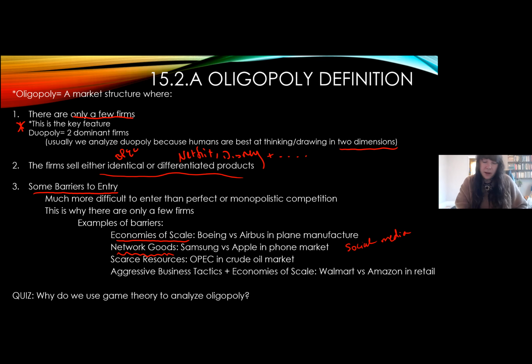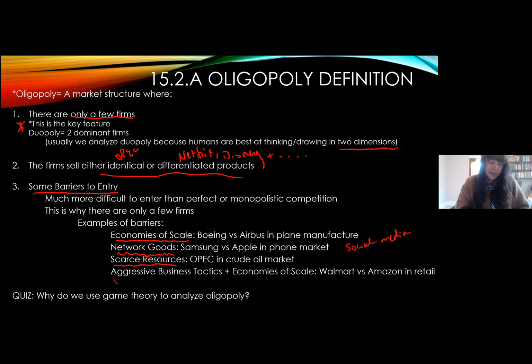Could be something not related to economies of scale and supply and demand side, but something more like scarce resources. OPEC has an oligopoly because those countries control the bulk of the crude oil drilling in the world, because they were endowed with the bulk of the crude oil resources. So they control those scarce resources.